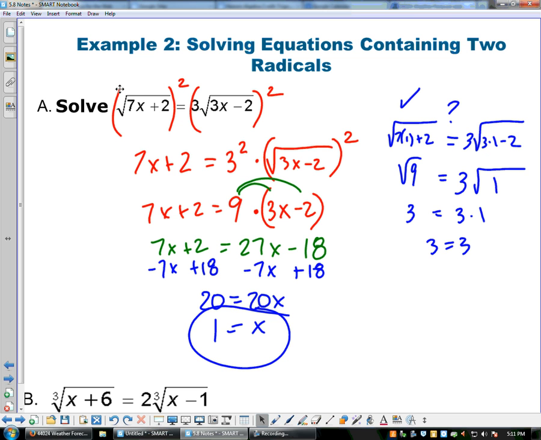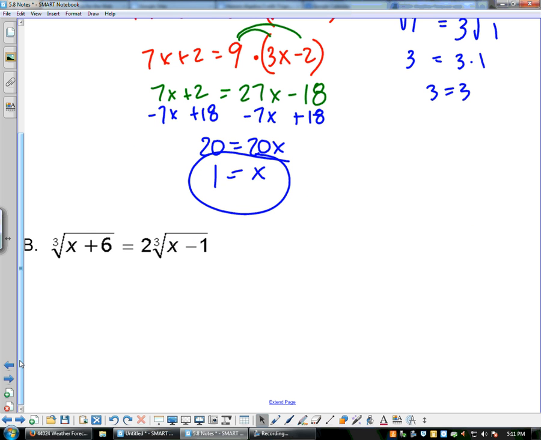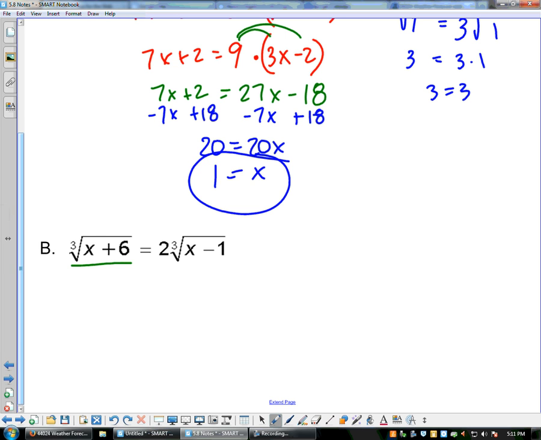Okay, let's try another example where we have radicals on both sides of the equation. Again, as mentioned before, we want to try to isolate one of them. We notice over here on the left we have this cube root by itself. So we're going to start off by doing the inverse operation. Since it's a cube root, we are going to raise each side to the 3rd power, or cube each of those. On the left, a cube and a cube root are going to cancel each other out, so I'll be left with x plus 6 on the left.